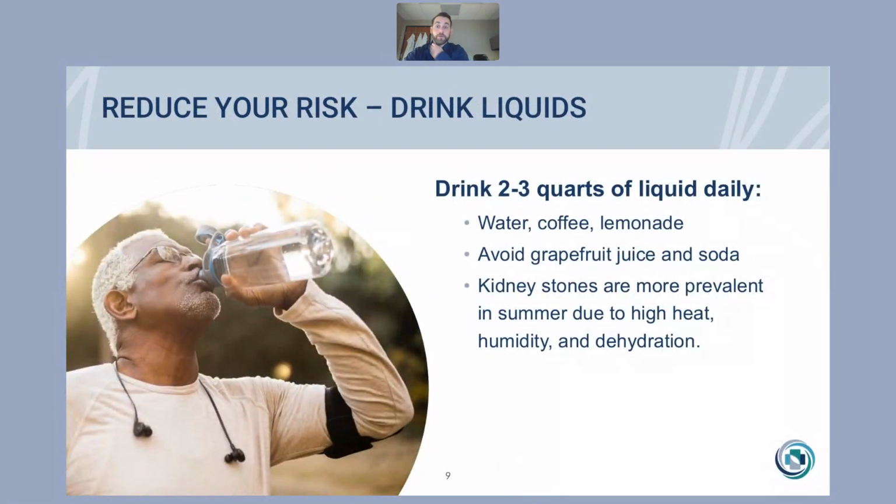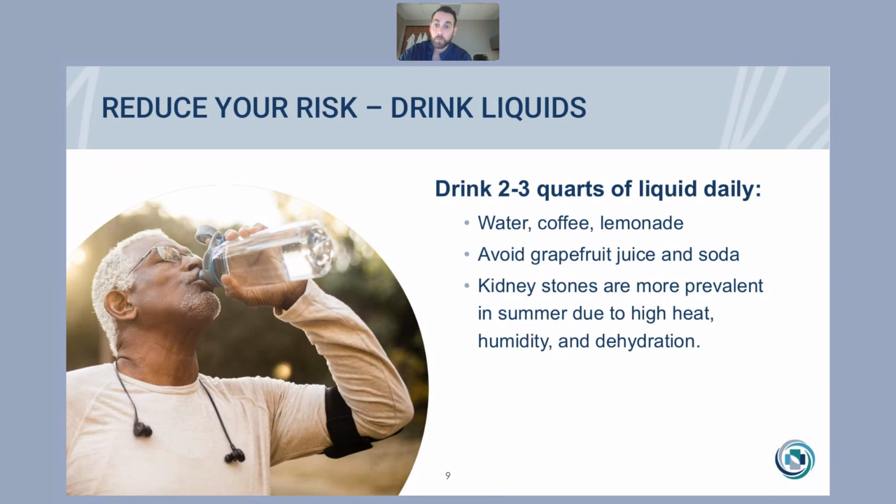So what can you do to prevent stones from happening? Number 1, 2, and 3 is drinking plenty of fluids. The type of fluids you drink makes a big difference. We typically tell people who are stone formers that you want to make at least 2 liters of urine, sometimes 2.5 liters of urine a day.